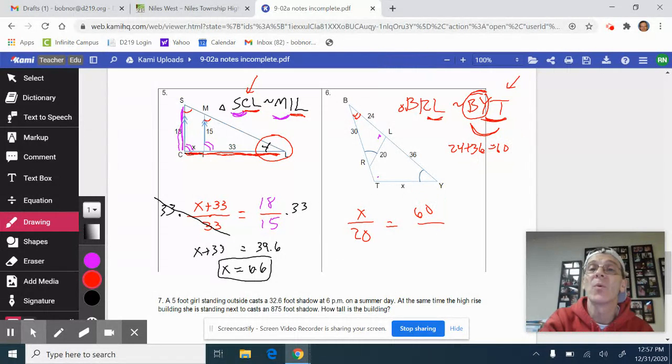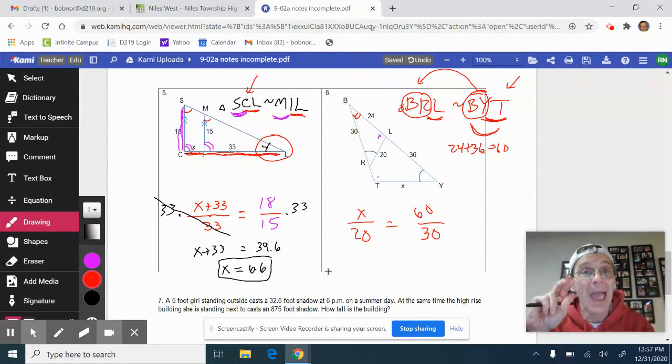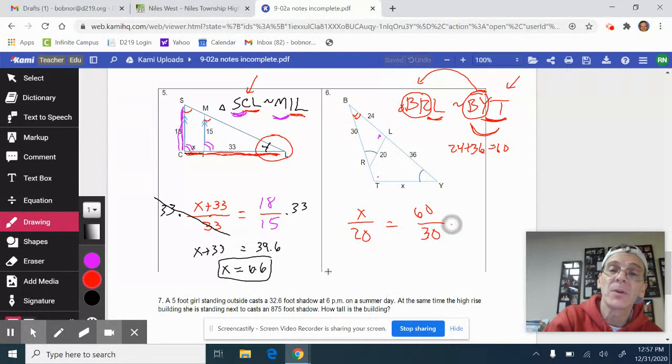So BY corresponds to BR. And how long is BR? BR is 30. Okay. Now, as it turns out, the math here is super easy. You could probably do this in your head. But again, getting the equation set up properly, you're almost guaranteed to fail if you don't follow the approach that I have been trying to pass on to you. Okay. So multiply both sides by 20 here. Final answer, X turns out to be 40.